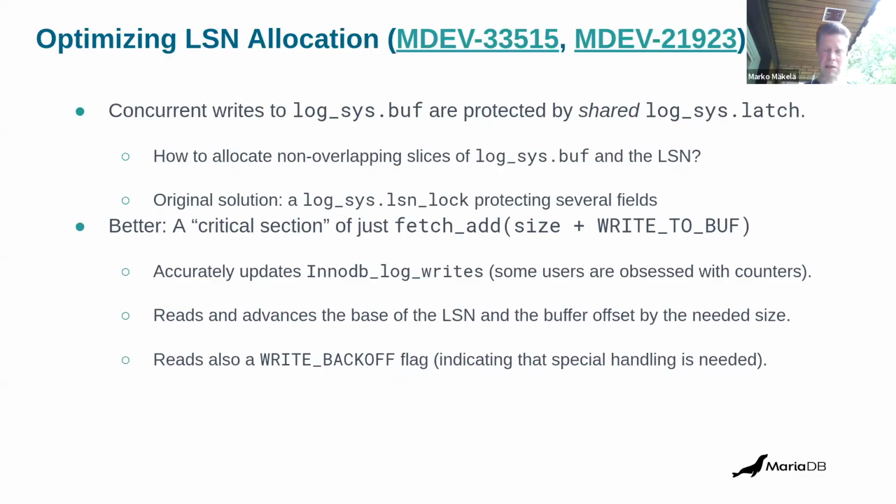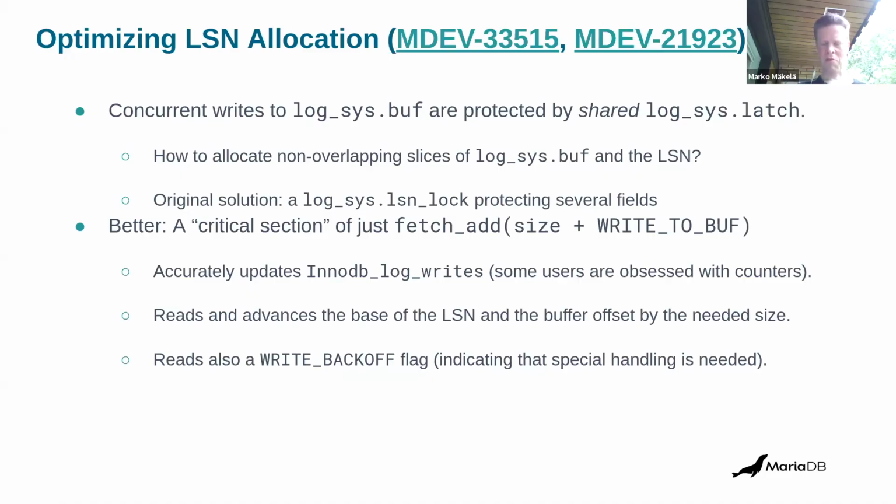Finally, in a recent release, I think 3 or 6 months ago, we released a version where we are shrinking this critical section of allocating the buffer and advancing the log sequence number to basically a single instruction: an atomic fetch-add of the size and a constant that increments another counter. We have these users who are obsessed with having lots of counters, and we have this counter which is counting writes to the log buffer.